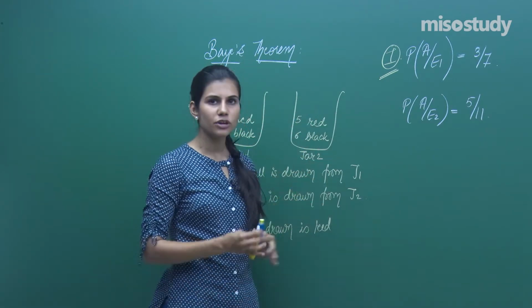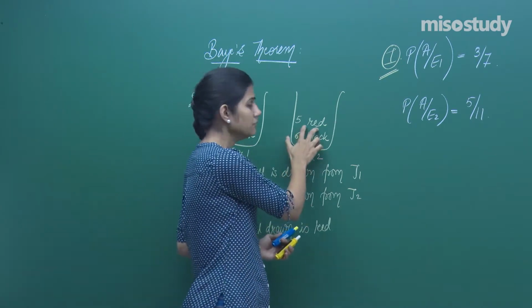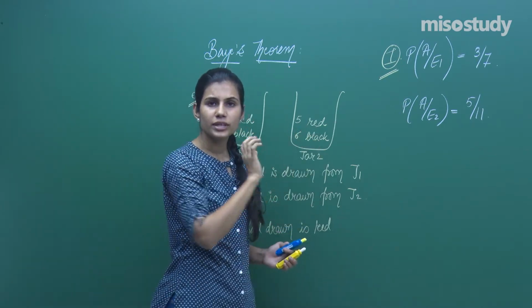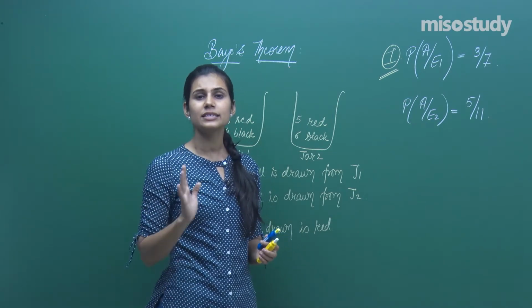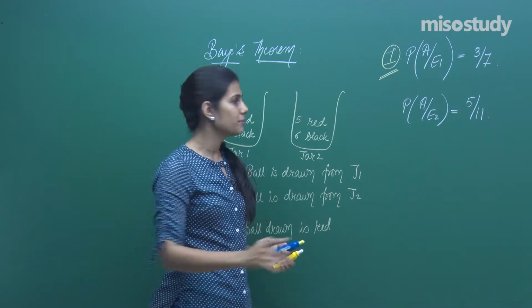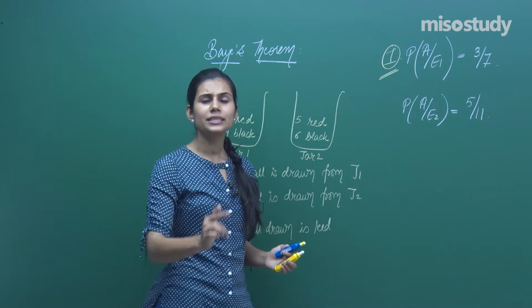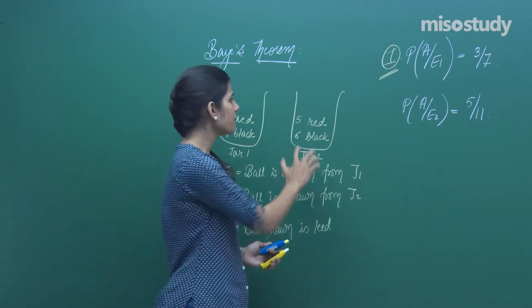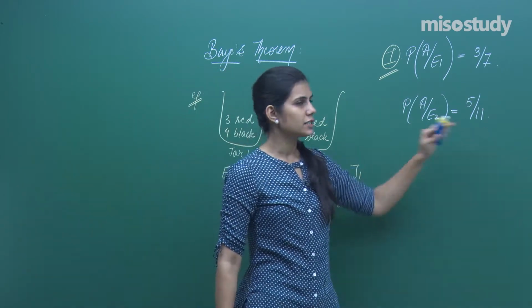From jar 2, when you are drawing a ball, that is a random experiment. What are the possible outcomes? 5 red balls, 6 black balls. So there are 11 possible outcomes, all equally likely. 1 by 11 is the probability of each of the possible 11 outcomes from jar 2. What is the probability that the drawn ball is a red ball? Number of favorable outcomes are 5. Total number of outcomes are 11, so 5 by 11 is this probability.